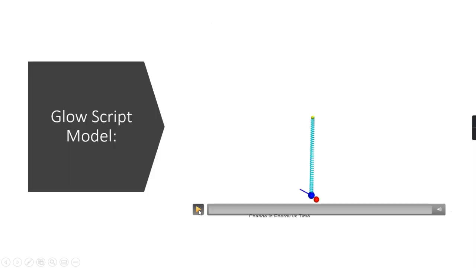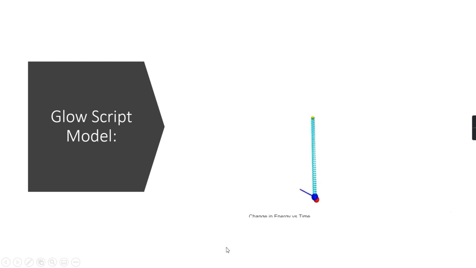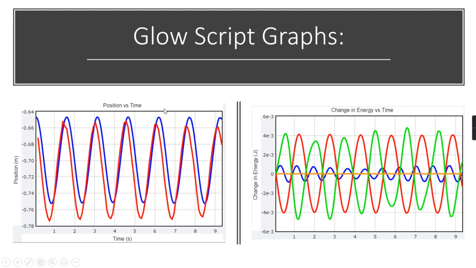And so here's my GlowScript model running. As you can see, like in the Tracker video, it moves in that same circular, almost oval shape, and it continues to do that. You can see it goes on and on until it forms this pattern here. And here are my GlowScript graphs for the position versus time and the change in energy versus time.